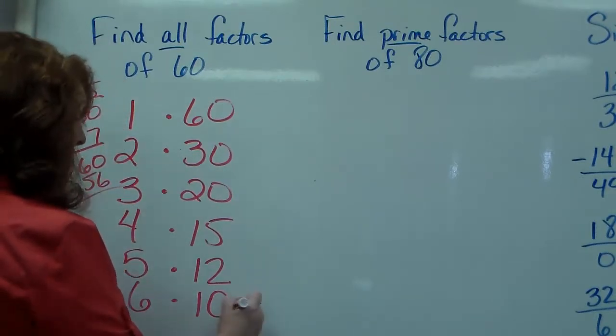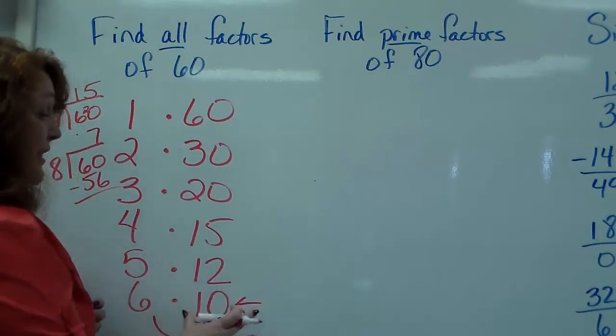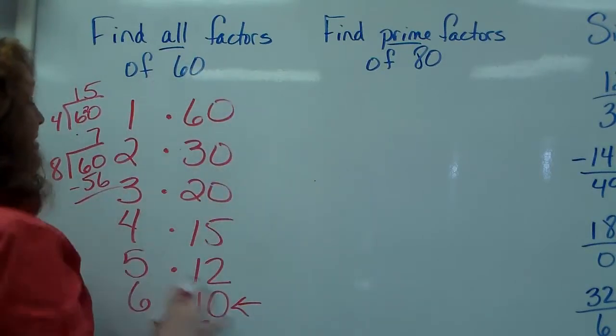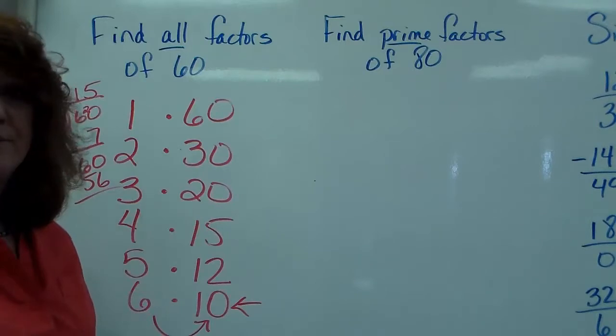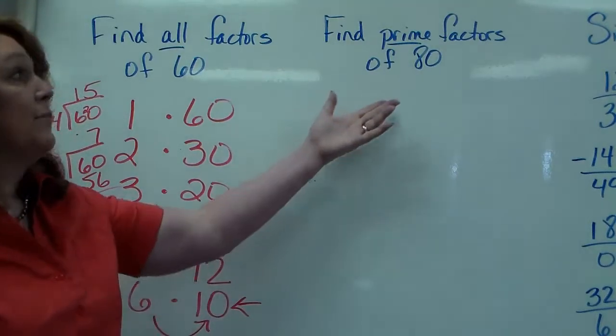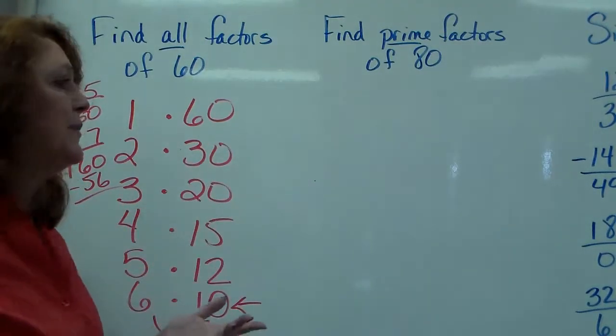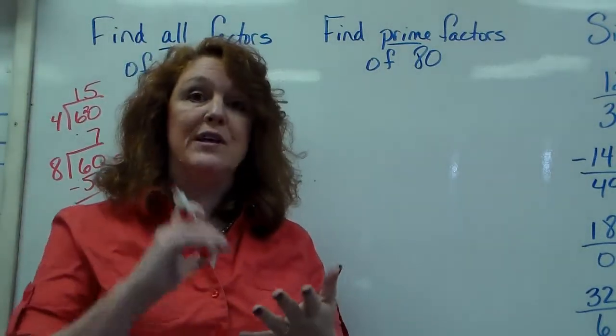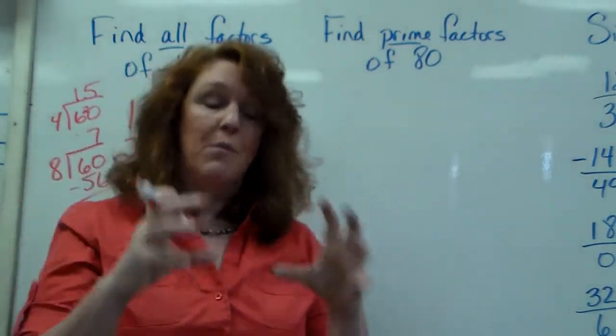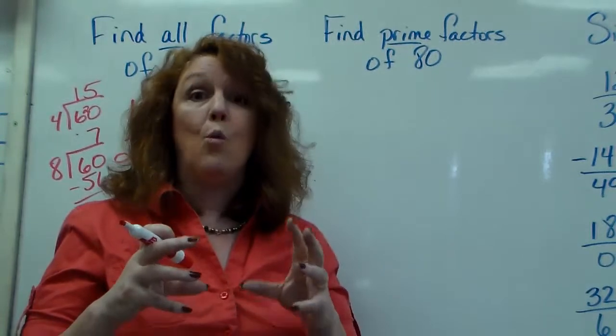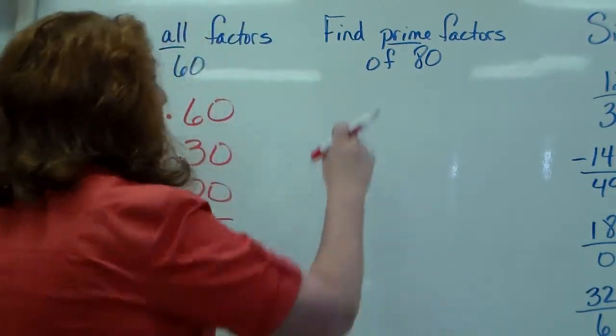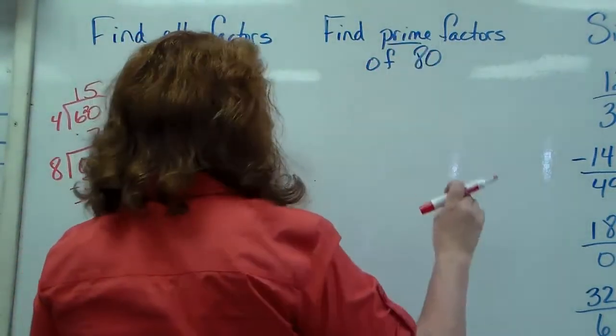Then we get to 10. So we have made the halfway mark. These are all of the factors of 60. Now this is different than finding the prime factors. Prime factors means I need to get it all the way down to the numbers that are the smallest they can be when you're dividing. A prime number can only be divided by 1 and itself.